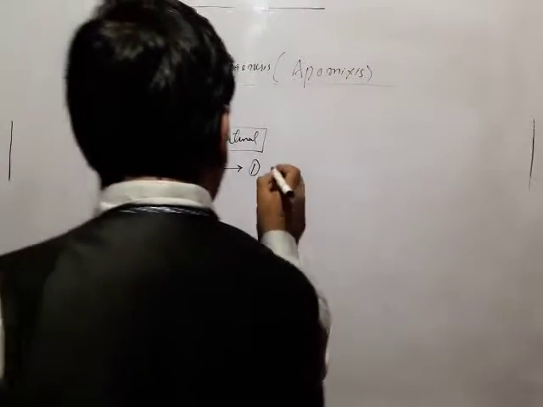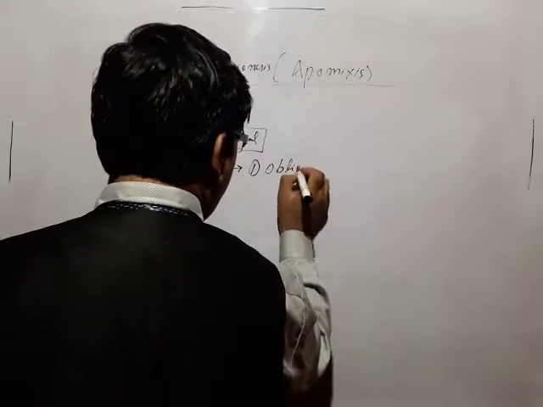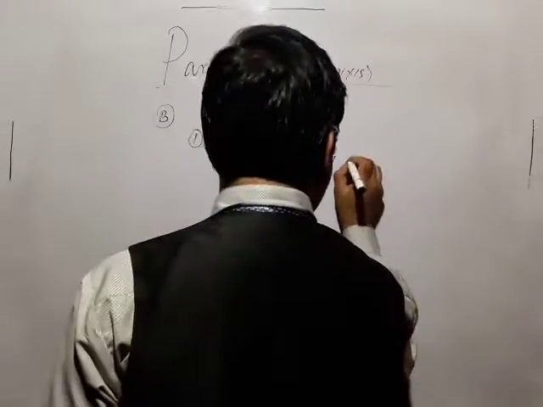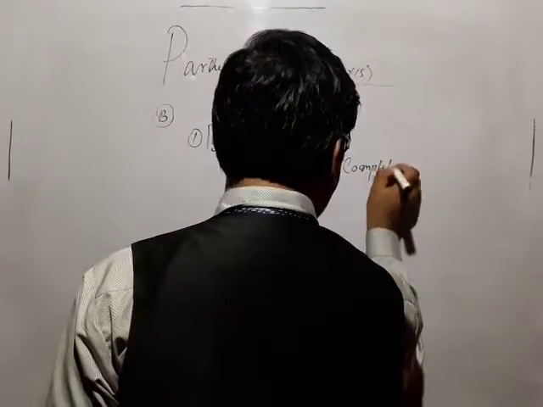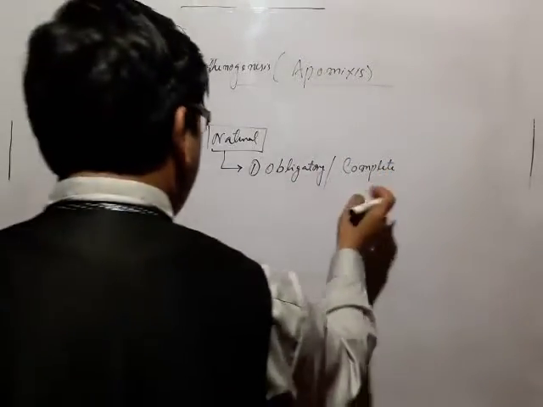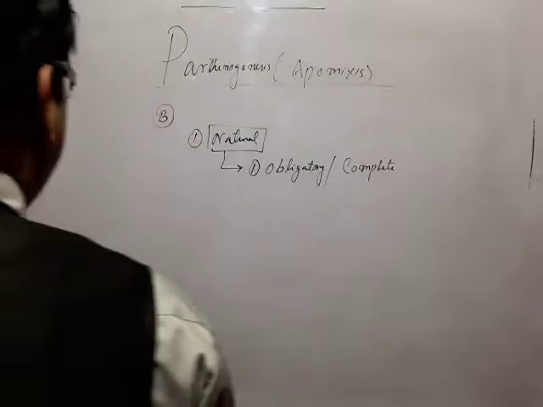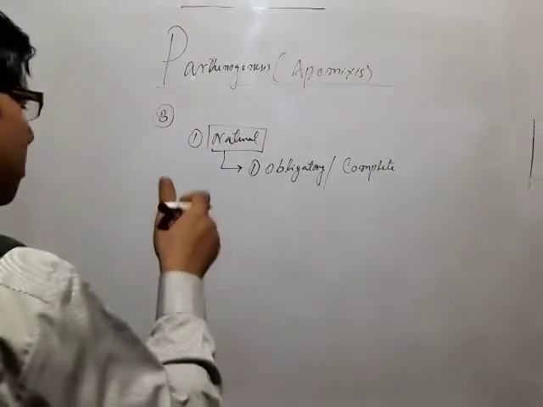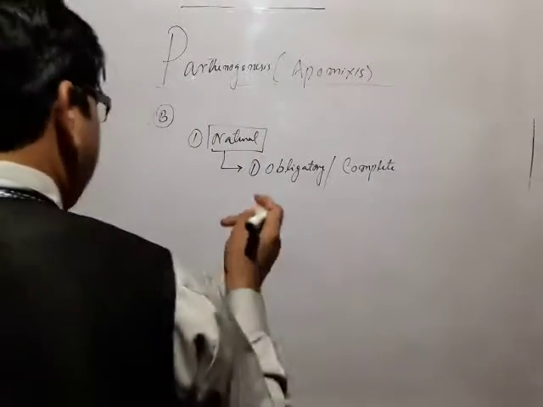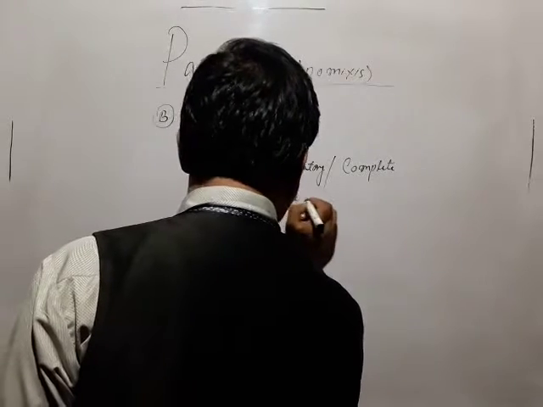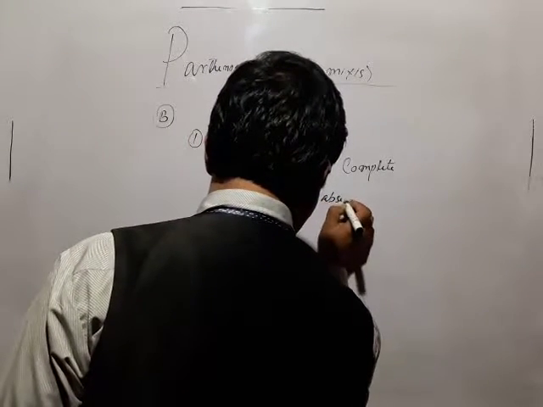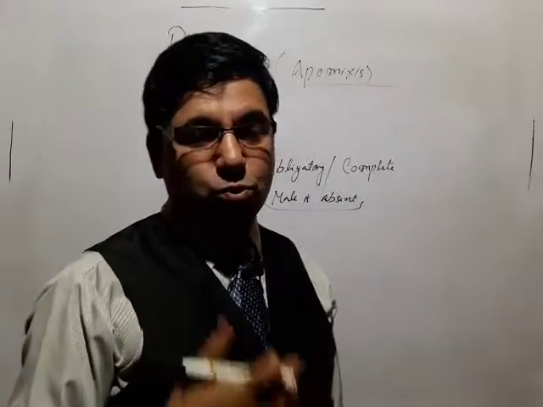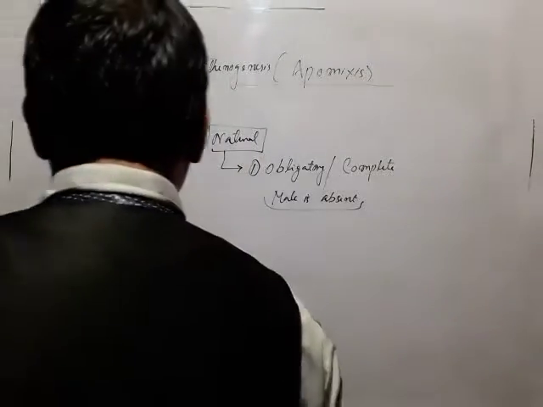One is obligatory, meaning compulsory, or this is called complete parthenogenesis. What is important here is that males are absent in these species, populations or communities. Since males are absent, the egg has to become female. So this is obligatory, or complete.